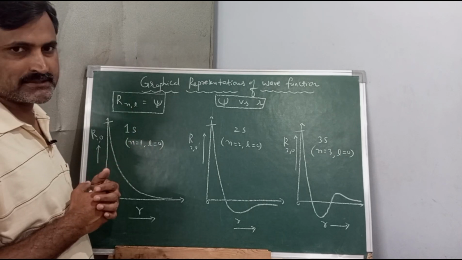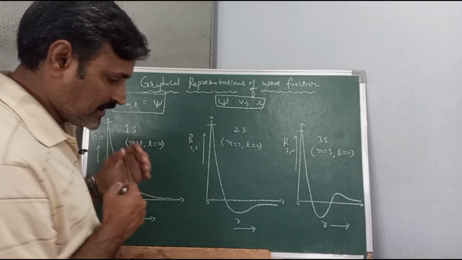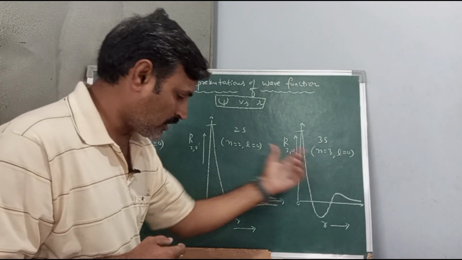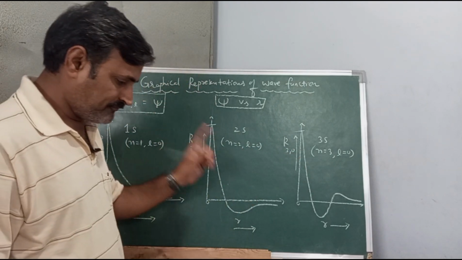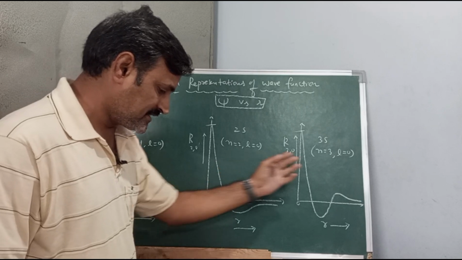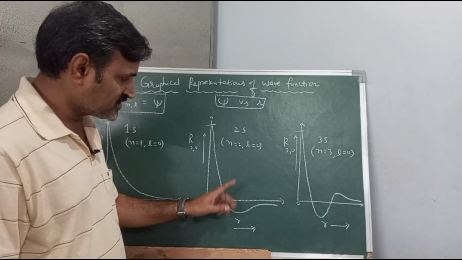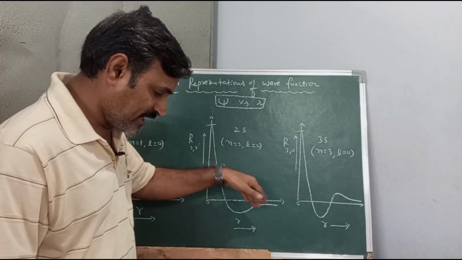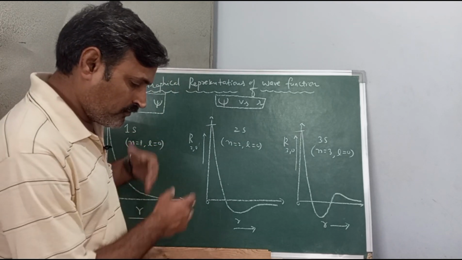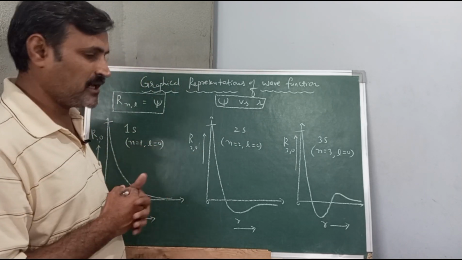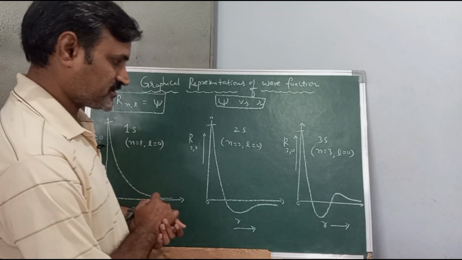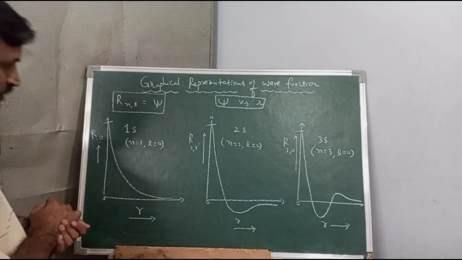That is one point. Another point is that in the probability curves for 2s and 3s, as I told you, there is a positive part as well as a negative part. These objections we will overcome by taking the square of the wave functions and drawing these graphical representations.